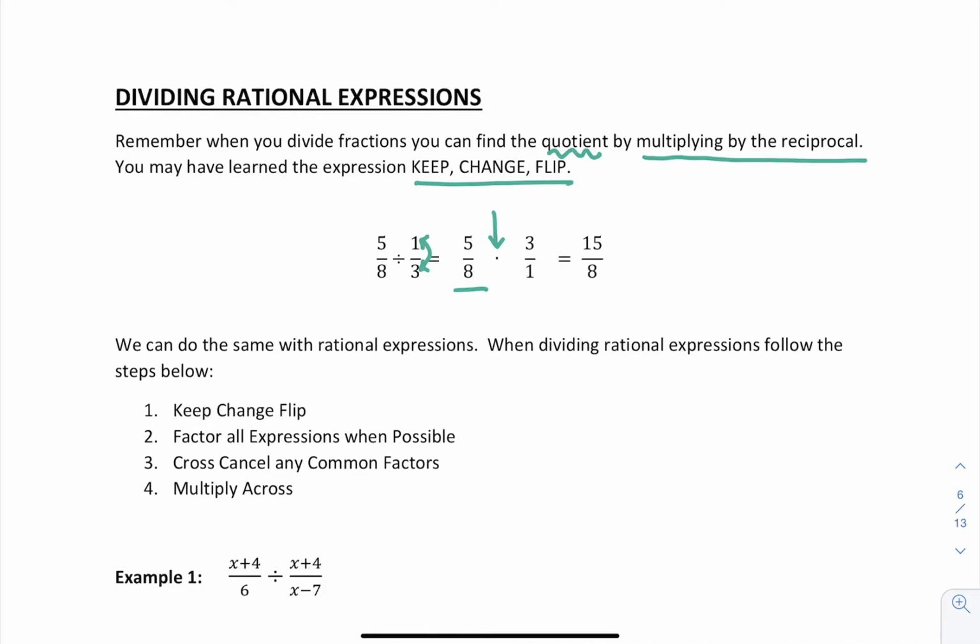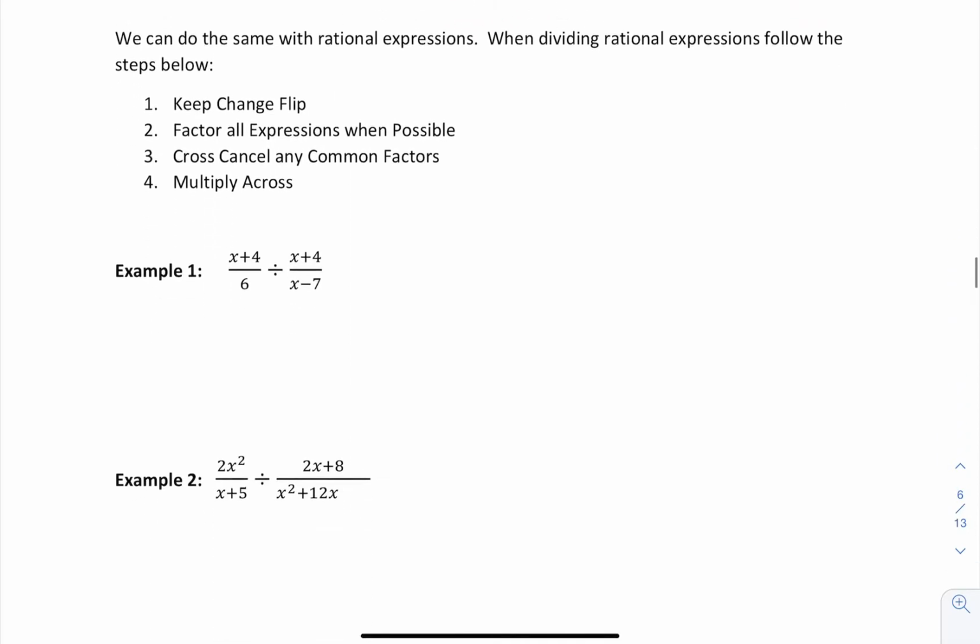We can do the same with rational expressions. So when dividing rational expressions, we follow the following steps. So first off, you're going to keep, change, flip. Then you're going to factor all of the expressions if possible. Then you're going to cancel out anything that you can, and then finally multiply across. So let's see a few examples.